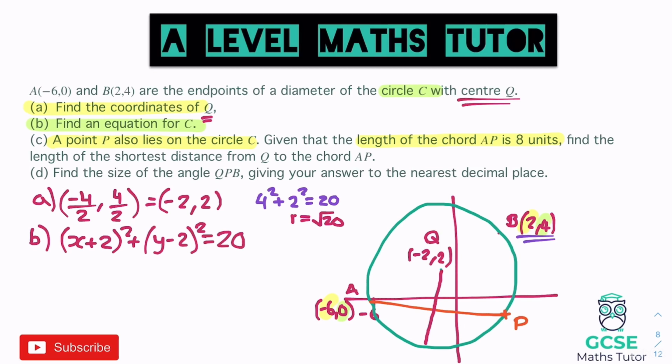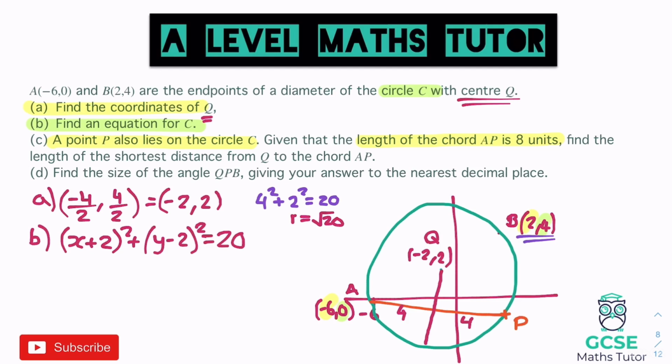But in terms of this, it says P lies on the circle C, and given that the length of that chord is 8 units, find the length of the shortest distance. So essentially the full length of that chord, the one that I've drawn in orange, is 8 units, and therefore as it's been bisected, both sides of that must be 4 units. So we know that either side of that we've got 4.